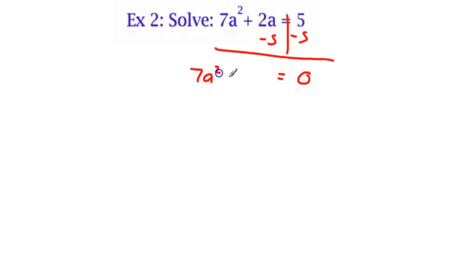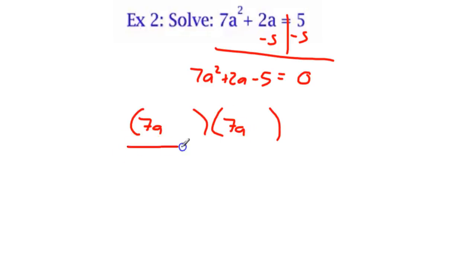Alright, let's do the Australian method. First, I want it to be in standard form, so I do minus 5 on both sides. This equals 0, and now I have 7a squared plus 2a minus 5. Alright, I'm going to write down the parentheses, just like that. What should I put at the beginning of each one? Well, this is 7a squared, so I need to write 7a. 7a. And then this is being divided by 7, and it will equal 0.